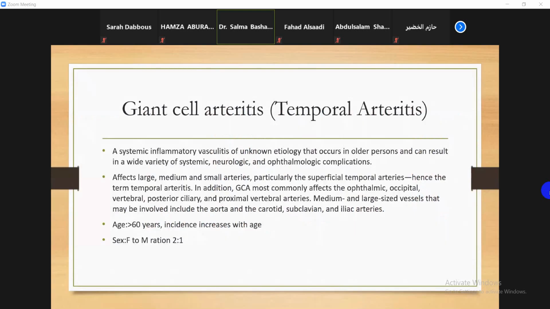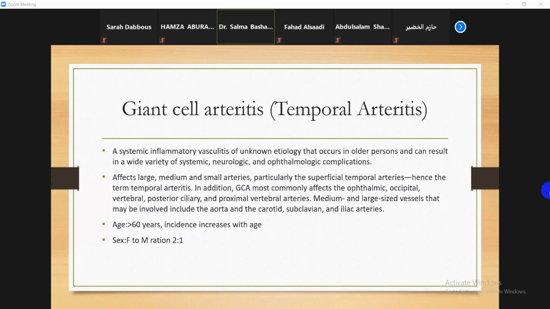So next, giant cell arteritis. It's an example of the secondary causes of headache, mainly vascular. It's a systemic inflammatory vasculitis of unknown etiology, more common in elderly patients, and can result in a wide variety of systemic and neurologic complications. So it's not only the neuro manifestation, they can also have ophthalmologic and systemic manifestations.